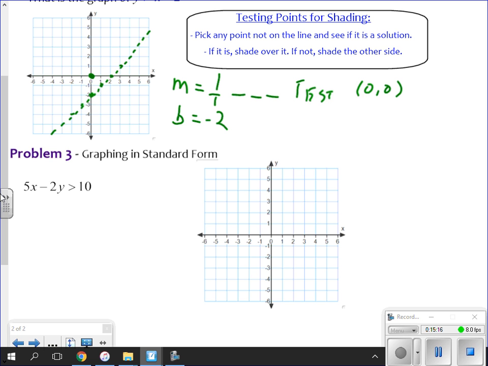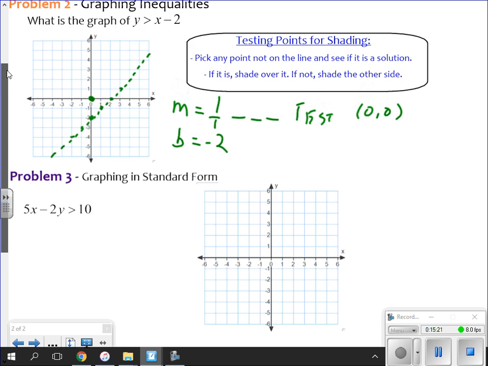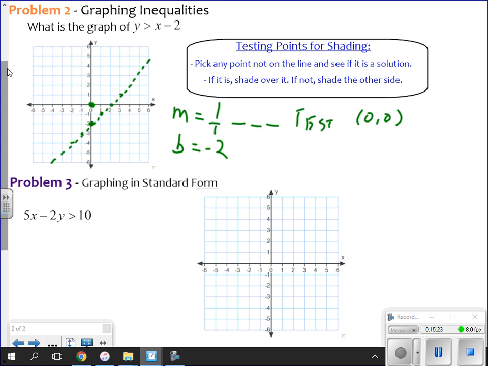And what you do is you take those 2 points and plug them into the equation that I just scrolled off the screen. There we go. Plug in 0 for Y and 0 for X. 0 greater than 0 minus 2. Is 0 greater than negative 2? Yeah. So my test point is true, which means that my test point is in my shaded area.